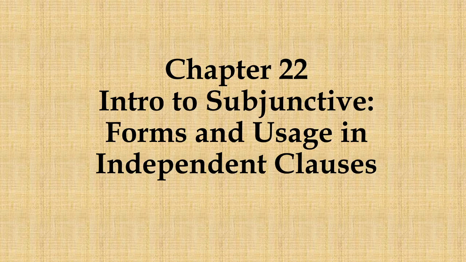This week and next week we're going to be going over chapter 22. So this is the intro to the subjunctive mood. Basically, we're going to be learning a lot about the different forms of the subjunctive. Essentially, there are four forms: the present, imperfect, perfect, and pluperfect. You don't have to worry about the future tenses with the subjunctive because they don't really exist.